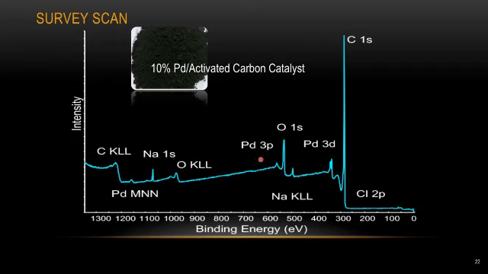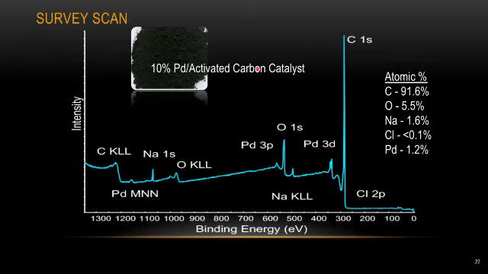For XPS photoelectron peaks, we use spectroscopic notation for the labeling, but for Auger signals, we use X-ray notation. Once you have the peak labels and know which peak belongs to which element, we can do some quantitative analysis. Based on this data, I have almost 92% carbon and almost 1.2% palladium.